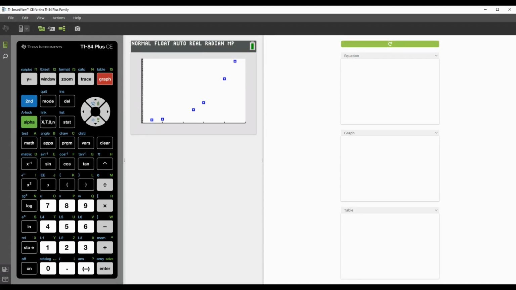Ooh, it definitely is not that you look at it and say, oh, that's definitely cubic. It could be exponential. It could be parabolic. We really don't know. The data isn't clear. So what we're going to do is we're going to run our regression.